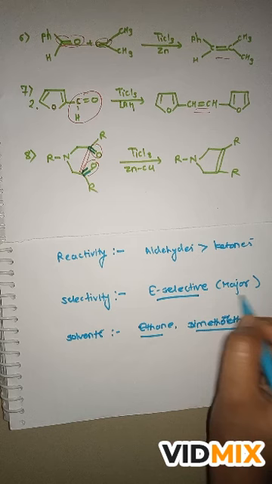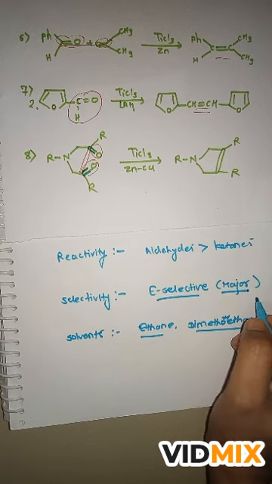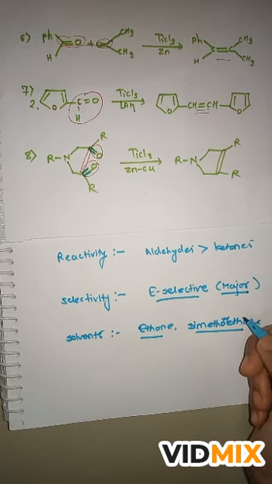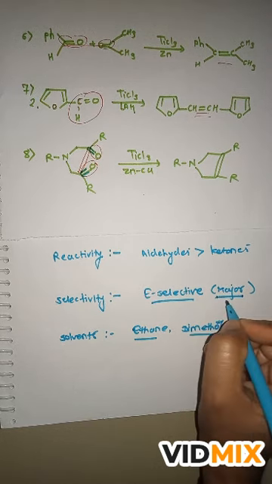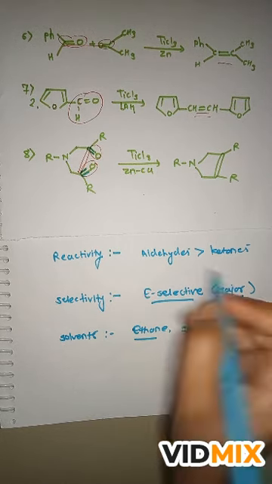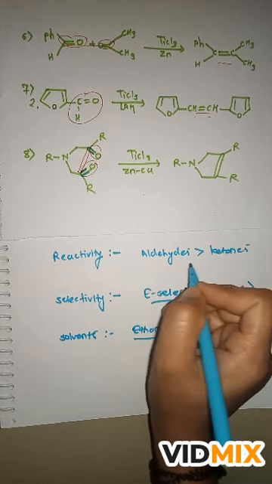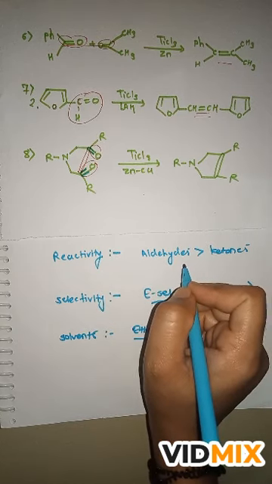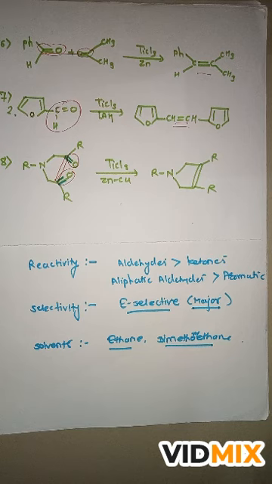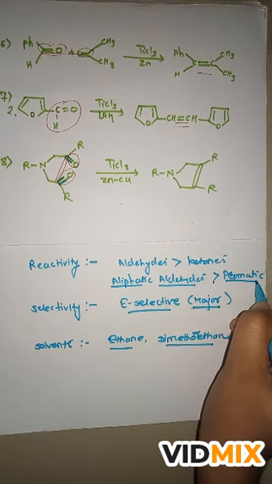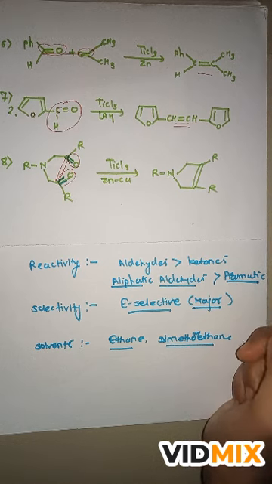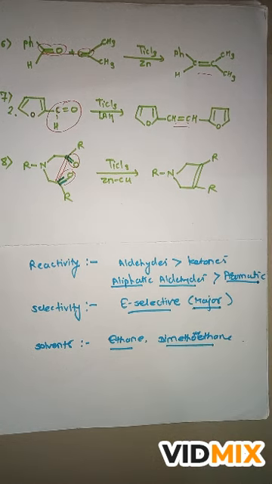It is selective, major. It is not compulsory that an E-selective olefin is formed, but the major olefin formed is E-selective. And regarding reactivity, aldehydes are more reactive than ketones, and also aliphatic aldehydes are more reactive than aromatic aldehydes. This is all about the McMurry coupling reactions.